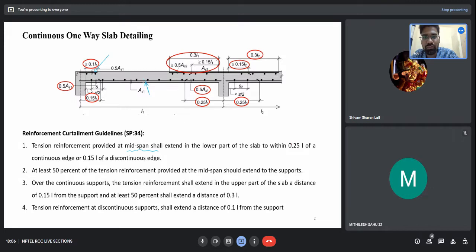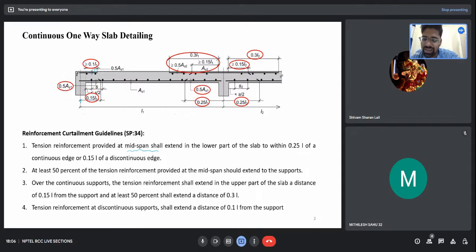So the tensile reinforcement means this Ast. It should extend in the lower part of the slab to within 0.25 L of the continuous edge or 0.15 L of the discontinuous edge. Which are the continuous and the discontinuous edges? This is the continuous edge and this is the discontinuous edge. So my bottom reinforcement should extend up to a point which is 0.15 L from the discontinuous edge, and up to a point 0.25 L from the continuous edge. That is not very difficult, I hope.